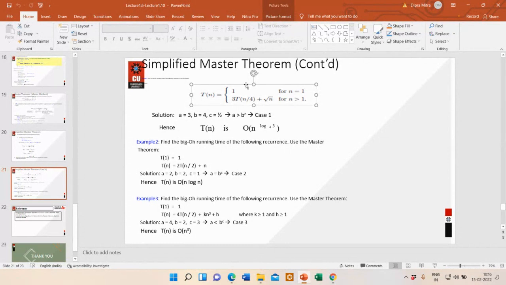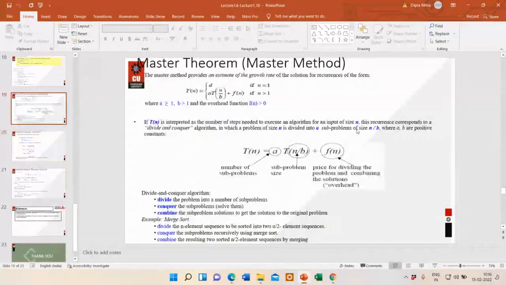Okay. So T of n equals 3 T of n by 4. Now I need to check how many sub problems there are. You can see what I explained at the beginning. This is the master theorem: T of n equals a into T of n by b plus f of n.